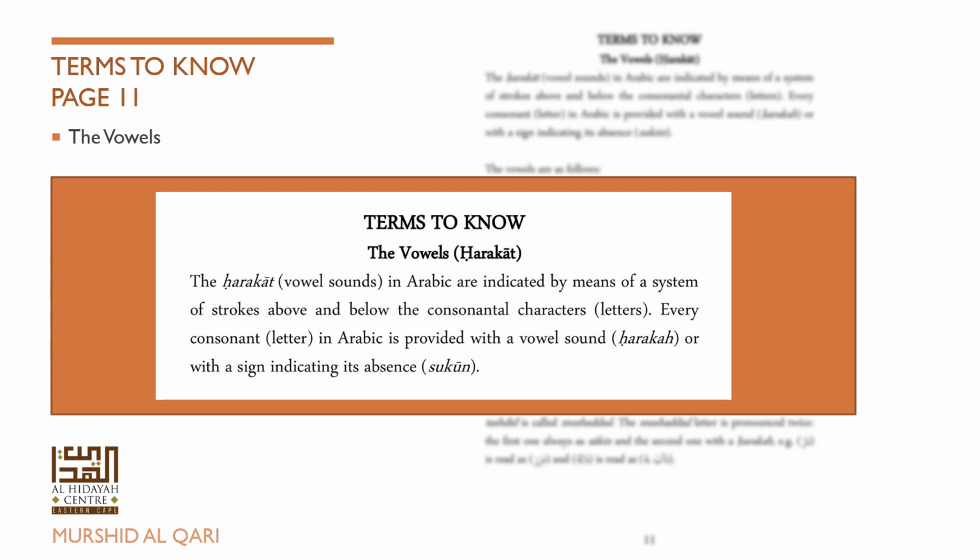So like in English you will have the A, E, I, O, U. In Arabic there are three, the A, I, U, which will be explained below. So every consonant letter in Arabic is provided with a vowel sound, a haraka, or with a sign indicating its absence, sukun. So this is something important. Generally, we learn that a sukun, when we're teaching the students, they say when you see a sukun, you should join. But the correct definition of sukun is that it indicates the absence of a haraka. So where there's a sukun, it indicates that you should not pronounce that particular letter, and that's the correct definition of sukun.